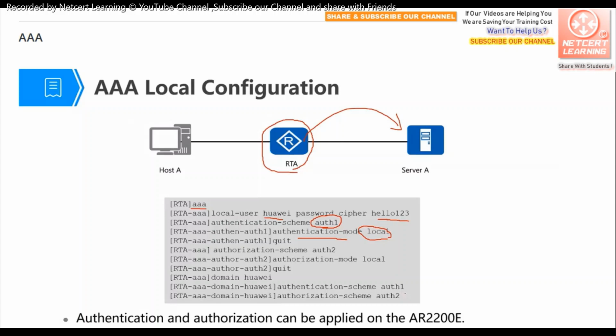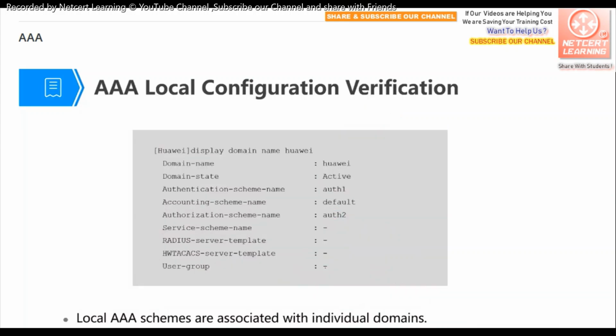Okay, and then we create an authorization scheme. The name is this one. And also for the authorization scheme, the authorization mode is local. Then we create a domain. The domain name is Huawei. And in this domain, we bind these two schemes to Huawei, the authentication scheme and the authorization scheme. Okay, so this is the AAA local configuration. Then we can use display domain name Huawei to check this configuration.